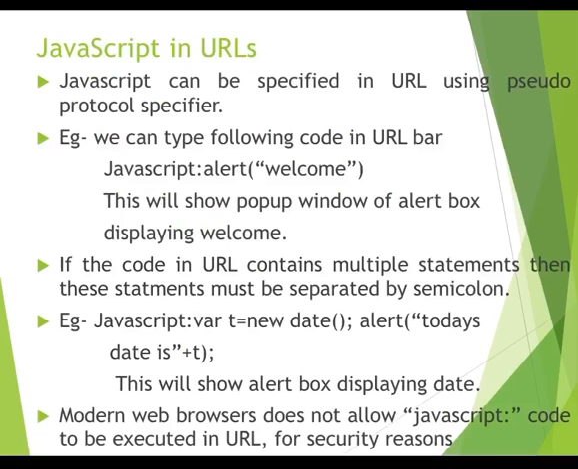Okay, so the first topic is JavaScript in URL. Previously you could write JavaScript in your URL. URL means where you write the address of your website, that is your URL bar, address bar. There you can write the whole JavaScript code itself. That is called JavaScript in URL. JavaScript code can be included on the client side by writing the whole code in your URL bar, that is your address bar.